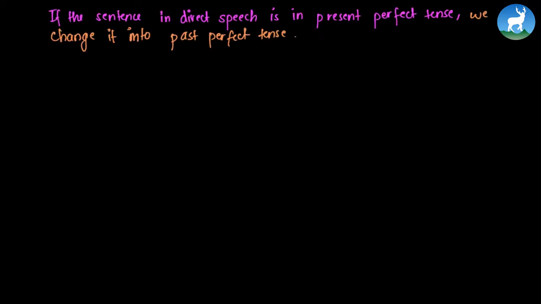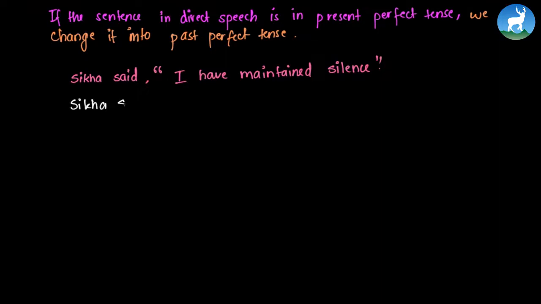When a reporting verb is in past tense and the sentence in direct speech is in present tense, we change it into past perfect tense. For example, Shikha said, "I have maintained silence." This is in present perfect tense. Now we change it into past perfect tense, and we say, Shikha said that she had maintained silence.